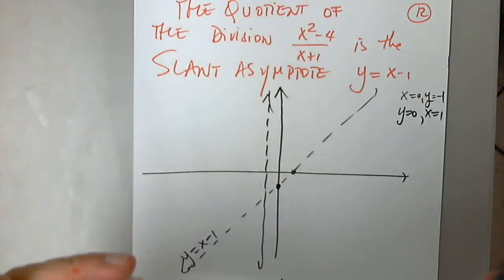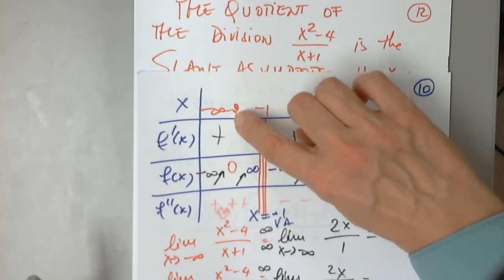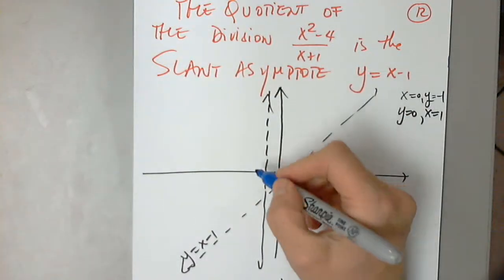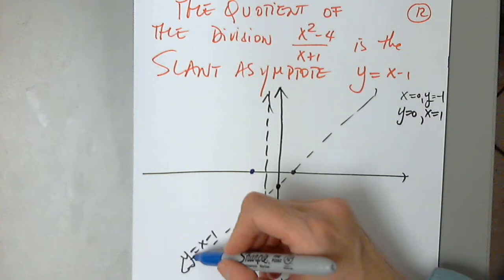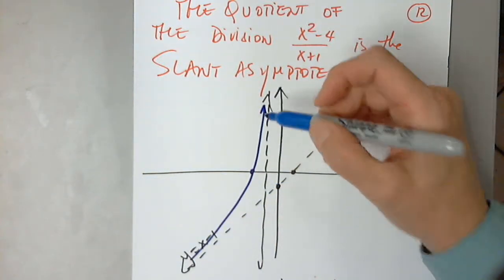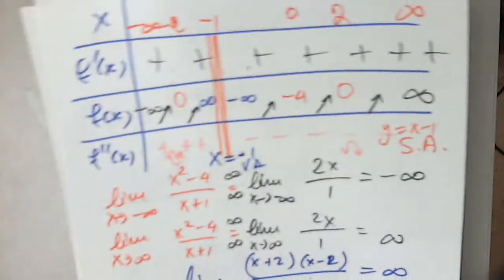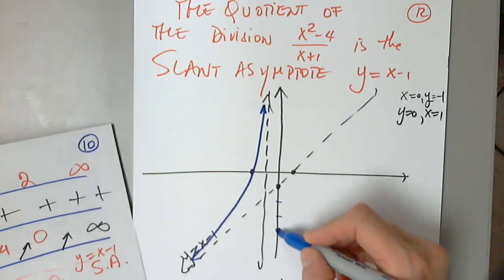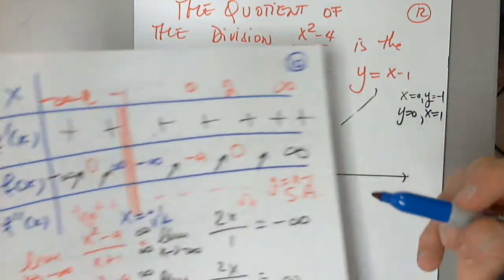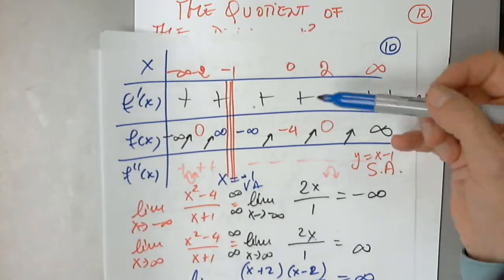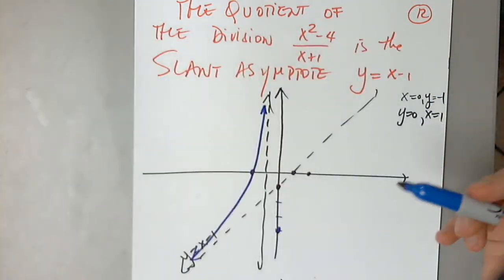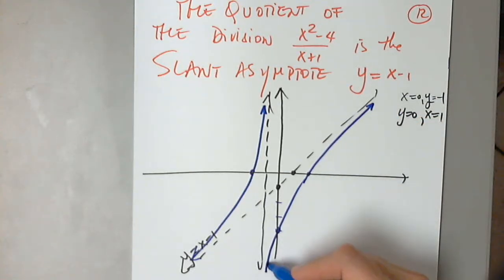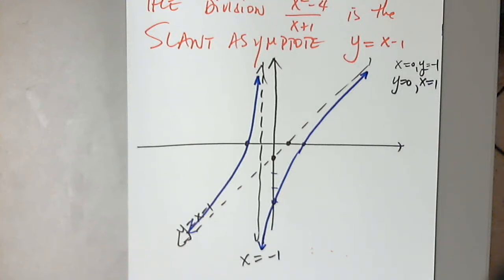Okay, so let's see. From negative infinity, crossing the x-axis at negative 2, 0, going to infinity. Fine. So here's negative 2, 0. From negative infinity, crossing the y-axis at 0, negative 4, the x-axis at 2, 0, and going towards infinity. It has to be asymptotically going to infinity, getting closer and closer to the slant asymptote.